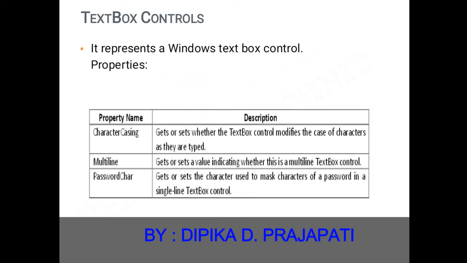Next, the text box control. It represents a Windows text box control, and this is the property table of the text box control. CharacterCasing, Multiline and PasswordChar. CharacterCasing gets or sets whether the text box control modifies the case of characters as they are typed. Multiline gets or sets a value indicating whether this is a multiple line text box control. PasswordChar gets or sets the character used to mask characters of a password in a single line text box control.